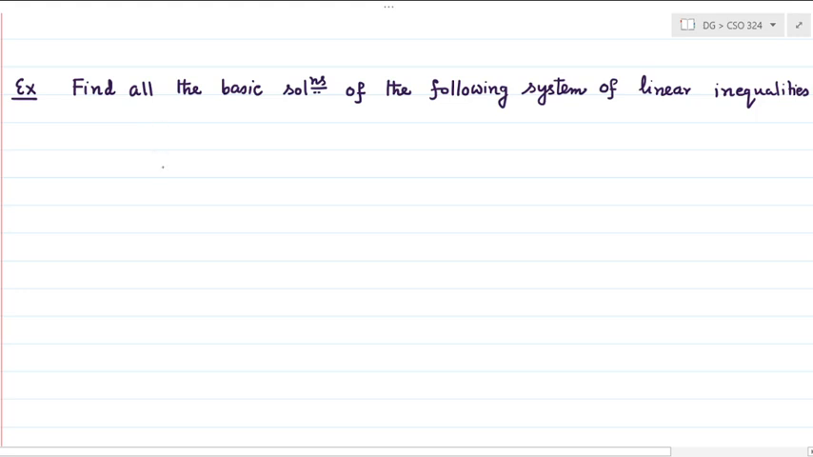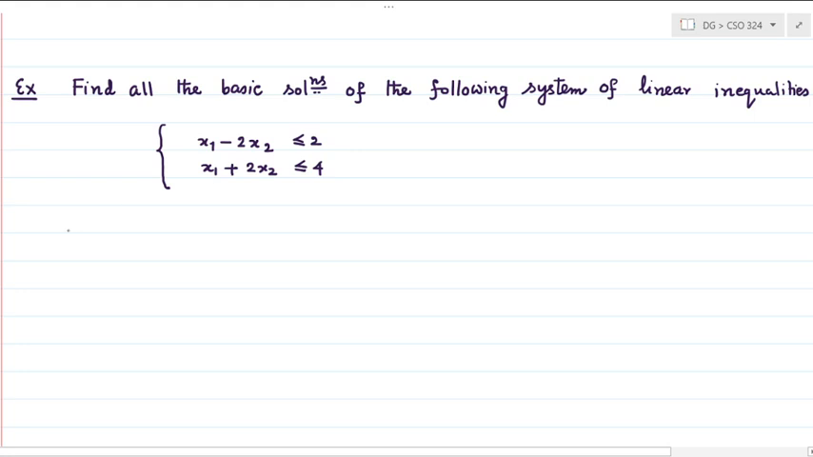And the system of linear inequalities is the following: x1 minus 2x2 is less than or equal to 2, and x1 plus 2x2 is less than or equal to 4. Only this system of linear inequalities is given before us, and it is asked to find all the basic feasible solutions of the following system of linear inequalities.